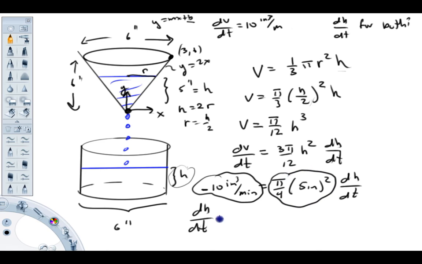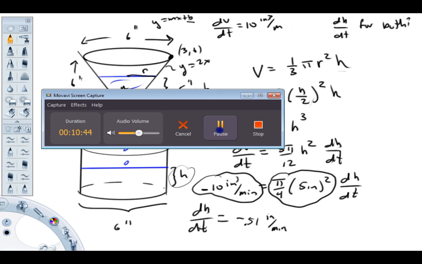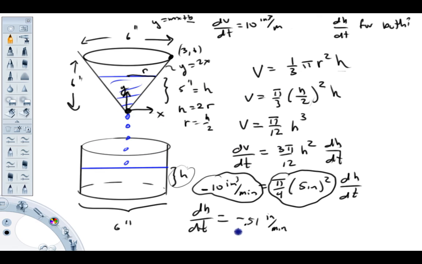I'm going to take a moment here while one of my helpers does that calculation. Somebody grab a calculator and run that, and I'll just pause it while we wait. So back here, when we solve this for dh/dt, it comes out to be about minus 0.51 inches per minute. You'll notice there's inches cubed here and inches squared here, so these will cancel the inches squared, leaving just inches over minutes. It's negative because the depth of the coffee is dropping.